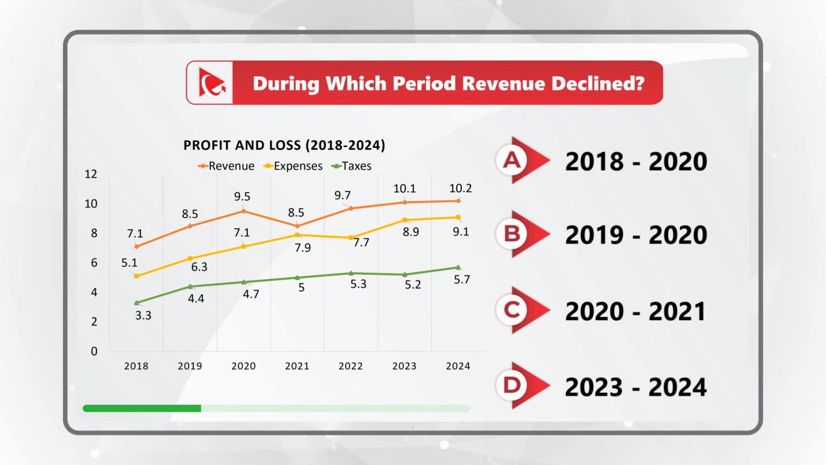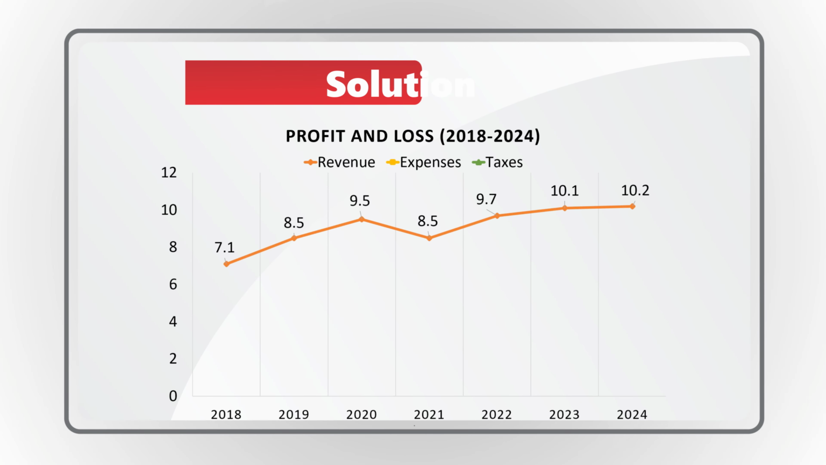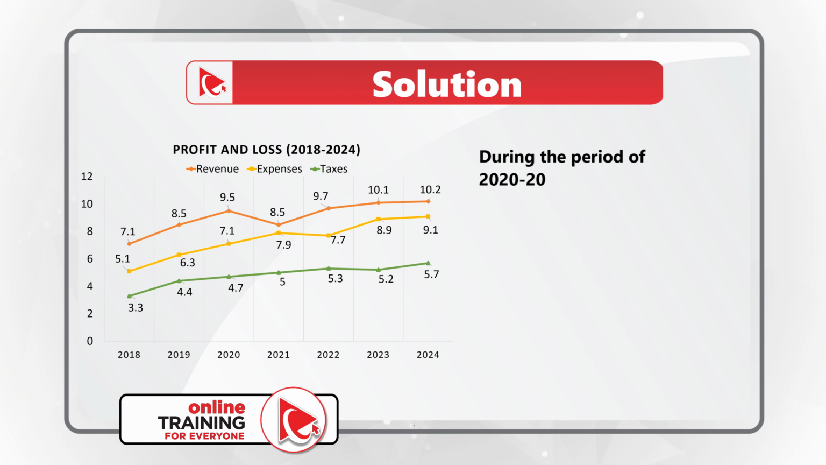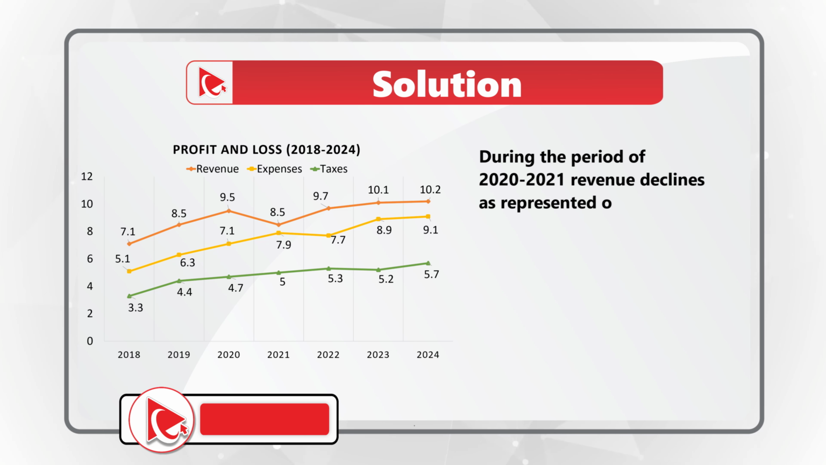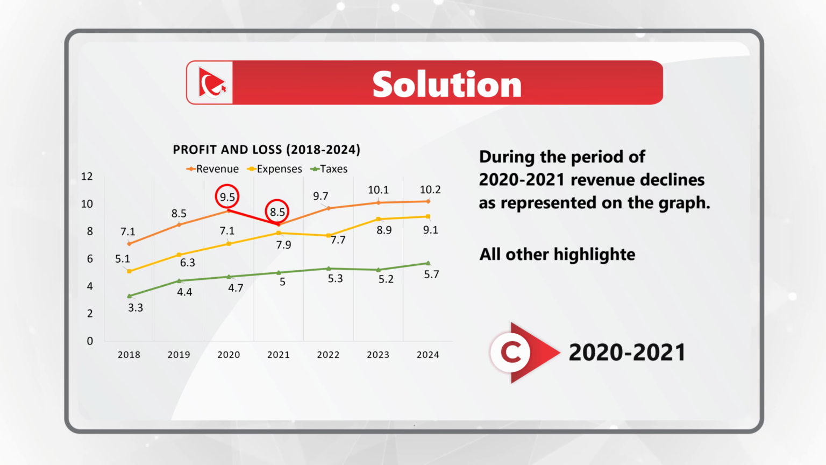Give yourself a little bit of time, maybe pause this video to see if you can come up with the solution. I'm pretty sure that by now you found it, but I'm going to move forward and reveal my version of the solution anyway. And if you know a better way to solve it, please make sure to post in comments. The way I see it is that the revenue goes down between the period of 2020 and 2021, which is represented by the blue line. In 2020, the revenue was about 9.5 units, and then in 2021, it went down to approximately 8.5 units. All other highlighted periods in the question indicate revenue increases. Did you see it differently? Please make sure to post your answer in comments.